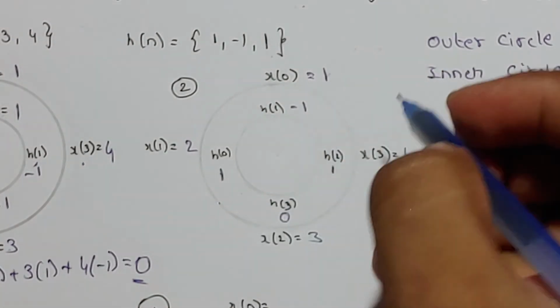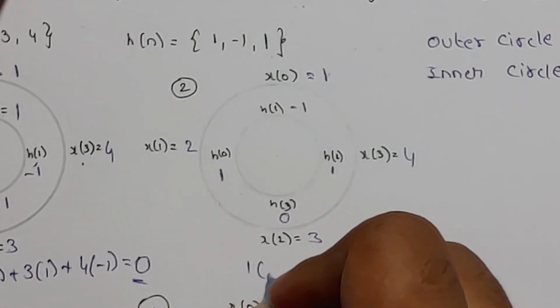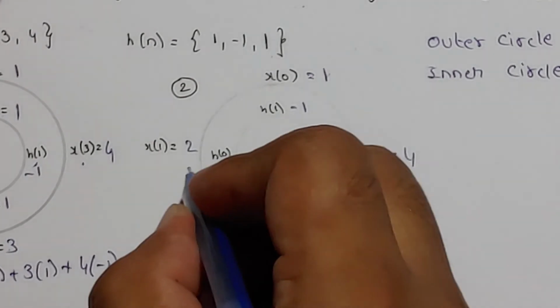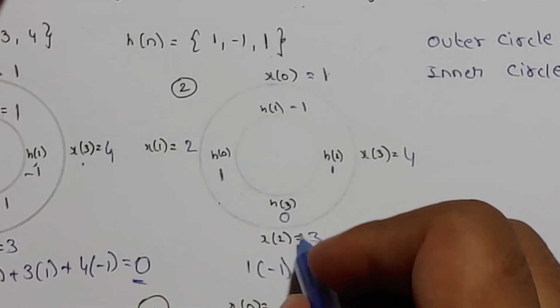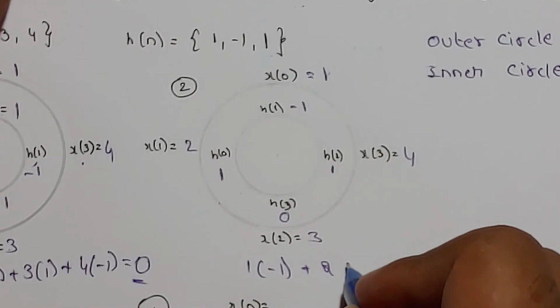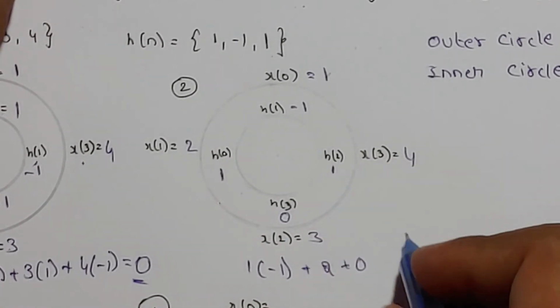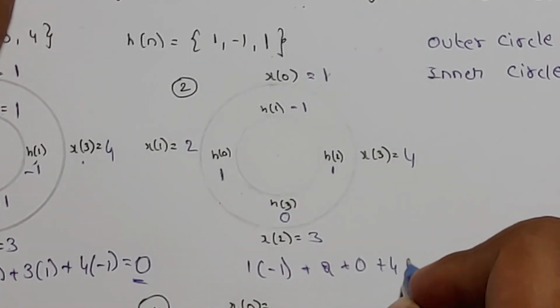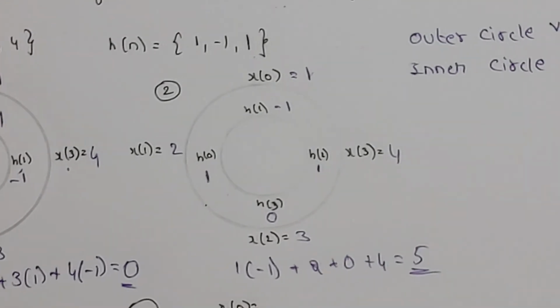Now 1 into minus 1, which results in minus 1, plus 2 into 1 is 2, plus 3 into 0, which is 0, plus 4 into 1, which is 4. We will end up with 5.